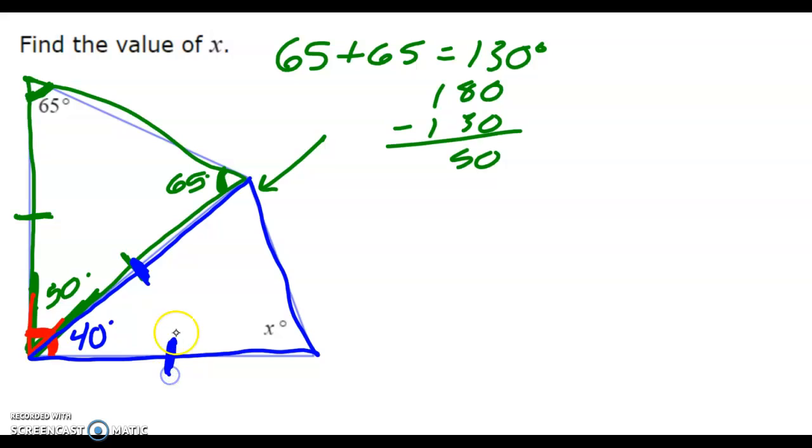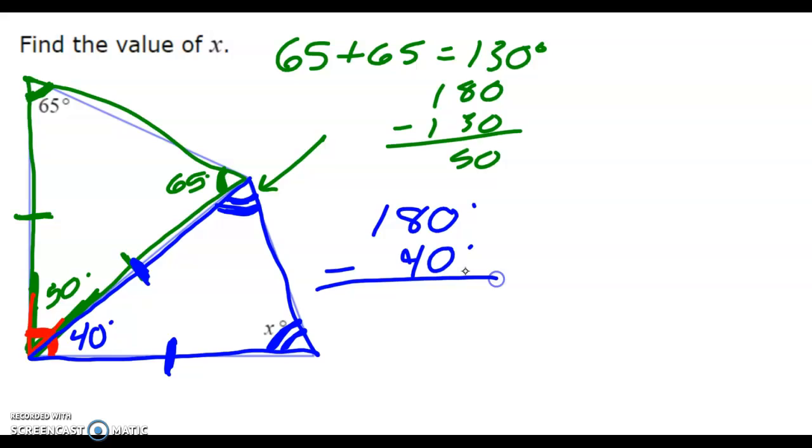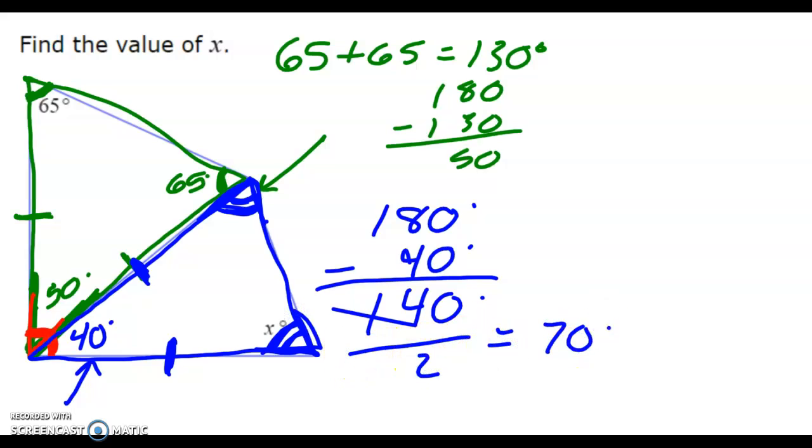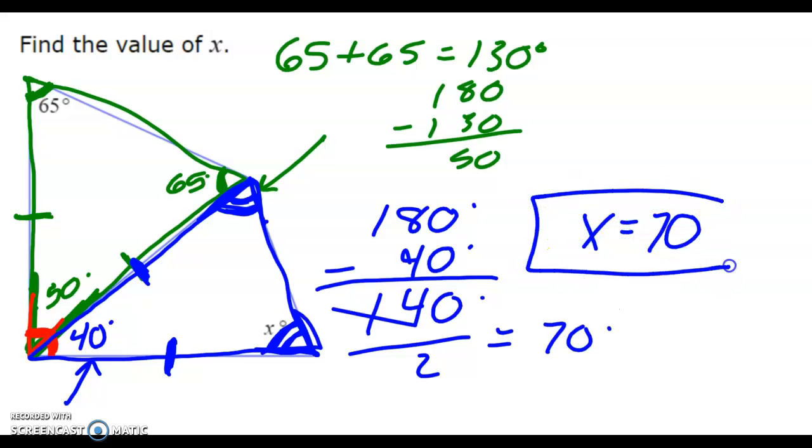So since that vertex angle takes up 40, and these congruency marks tell you that these two sides are the same, meaning it's an isosceles triangle, then these two angles, notice how I'm using a second congruency mark, now those two angles are congruent to each other. It doesn't necessarily have anything to do with the 65 in the green triangle. So 180 degrees in this triangle minus the 40 degrees that are taken up by this vertex angle leaves me with 140 degrees. 140 degrees to split evenly between these two congruent angles, divided by 2, will give me 70 degrees for each of these. So your x is 70.